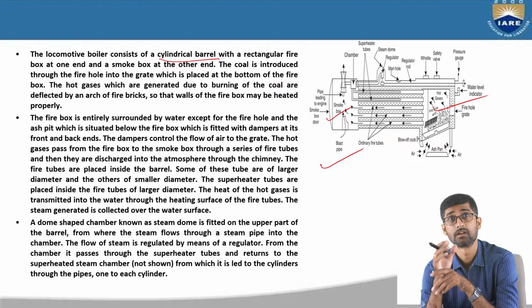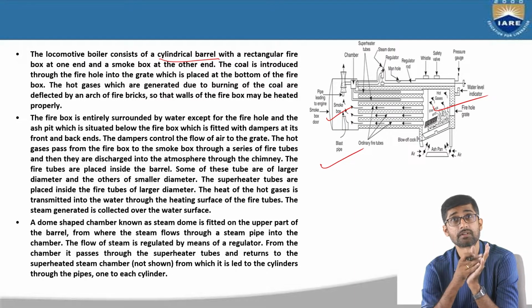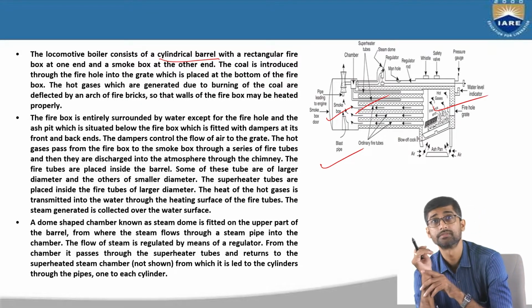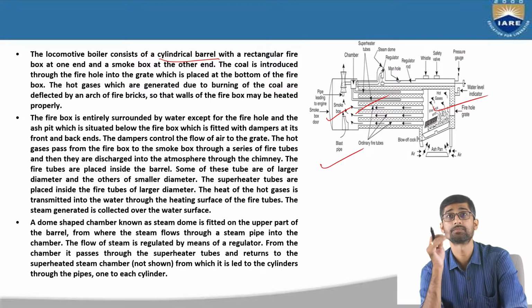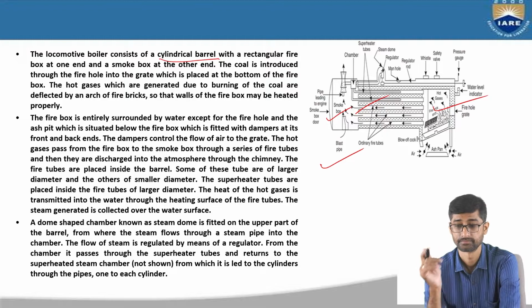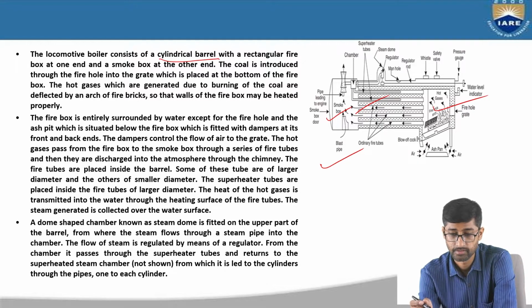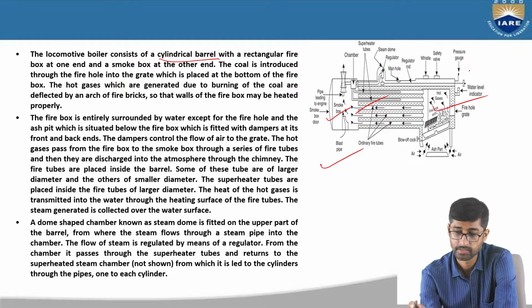Right. The hot gases pass from the firebox to the smoke box through a series of fire tubes. There is a series of fire tubes available, and the hot gases pass through these tubes to the smoke box. Right. And then the hot gases are discharged into the atmosphere through the chimney.